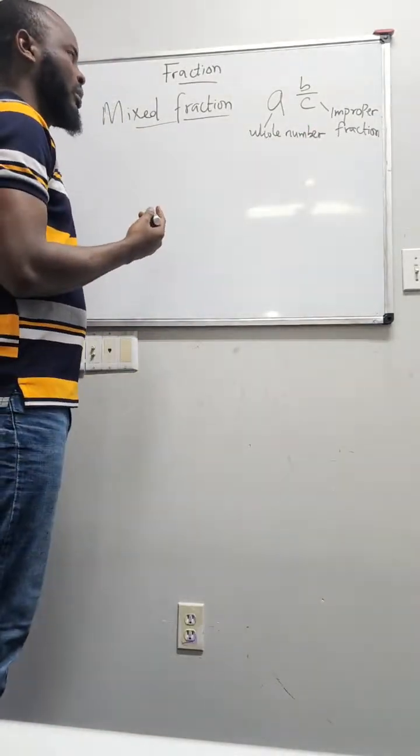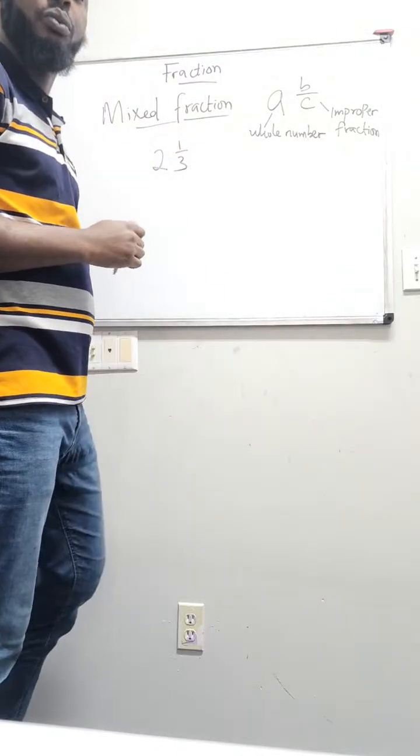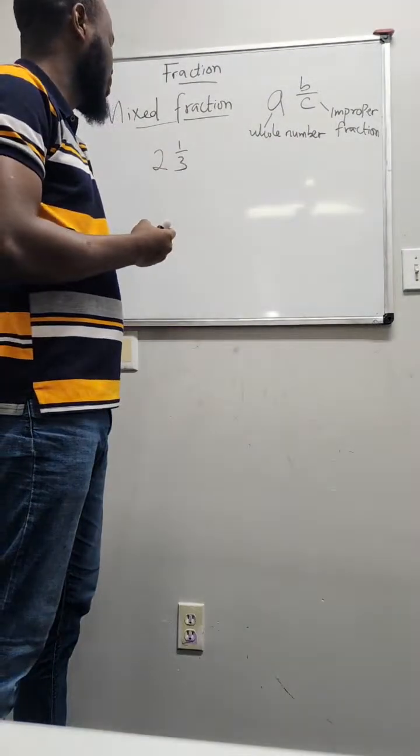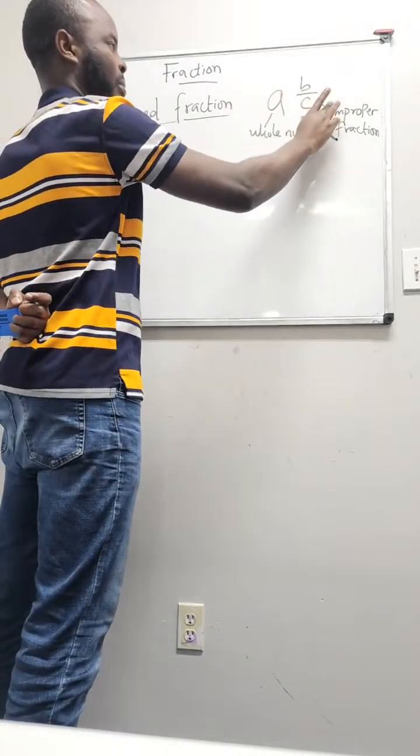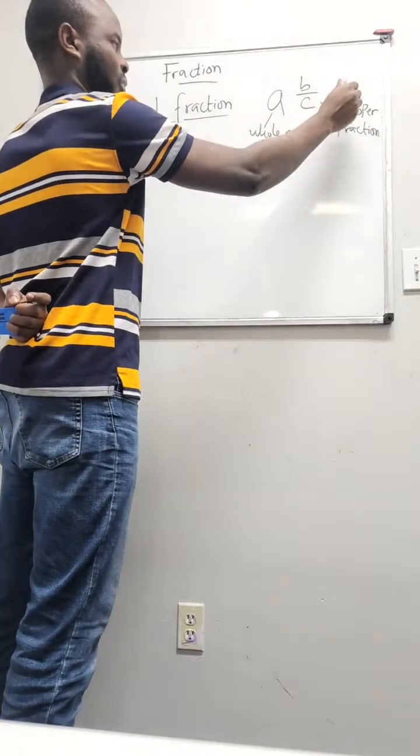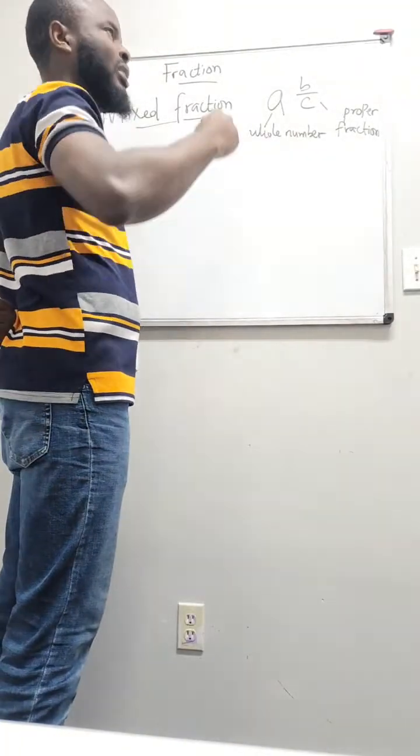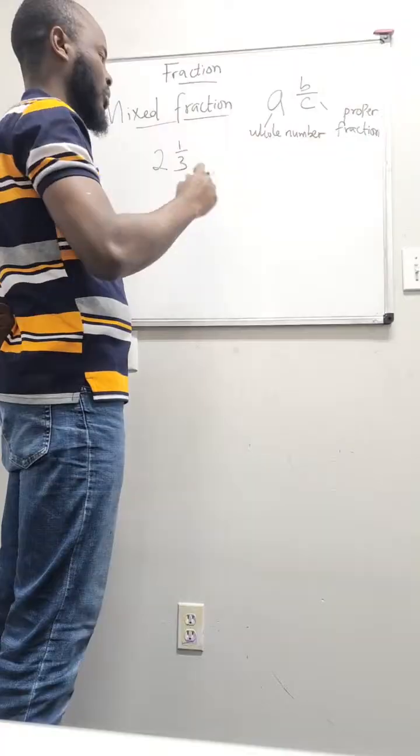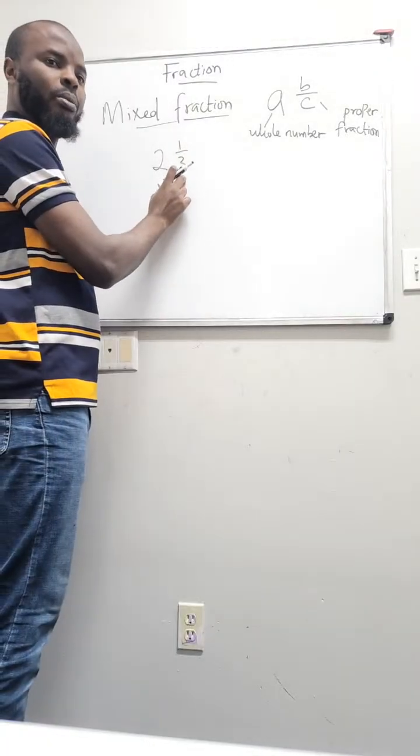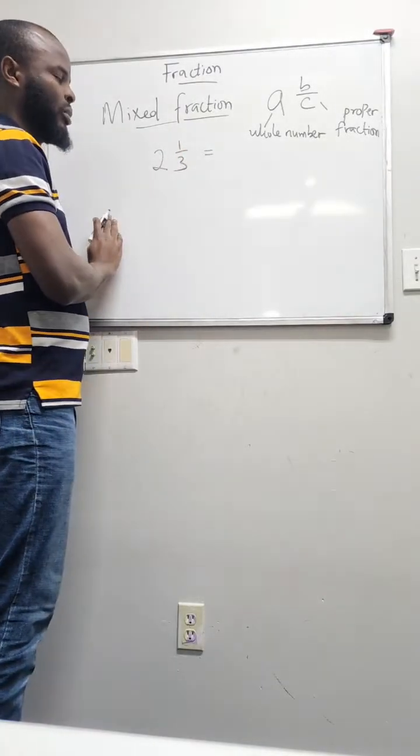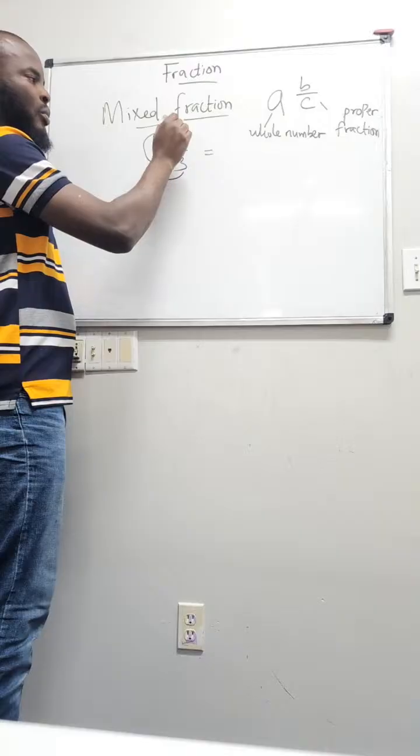Now, how do we work with improper fraction? If you have two whole number, 1 over 3, this is a combination of whole number and proper fraction. A proper fraction is when you have the numerator to be less than the denominator. So here we want to convert this to improper fraction. To convert two whole number 1 over 3 to improper fraction, we use this method. Your 3 will multiply 2, and the answer will be added to 1.